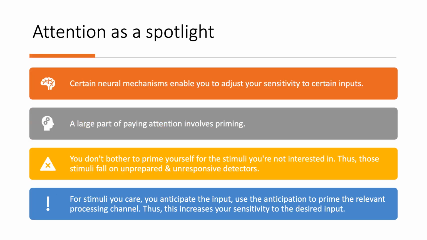Certain neural mechanisms enable you to adjust your sensitivity to certain inputs. A large part of paying attention involves priming. You don't bother to prime yourself for the stimuli you're not interested in. Thus, those stimuli fall on unprepared and unresponsive detectors. On the other hand, for the stimuli that you care about, you anticipate the input and use the anticipation to prime the relevant processing channel. Thus, this increases your sensitivity to the desired input.